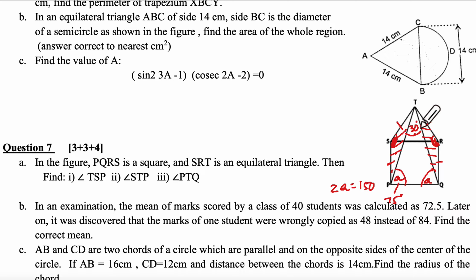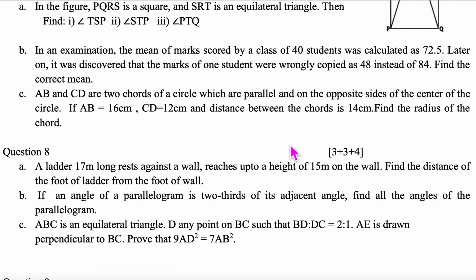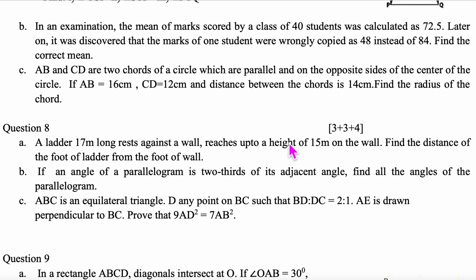Understanding? So this one is a solved question, and when I had done this, I had told you it's an important question. In an examination, mean marks of 40 students is this. Later discovered that marks were wrongly copied. This one also is a very popular question. How do you proceed for that?